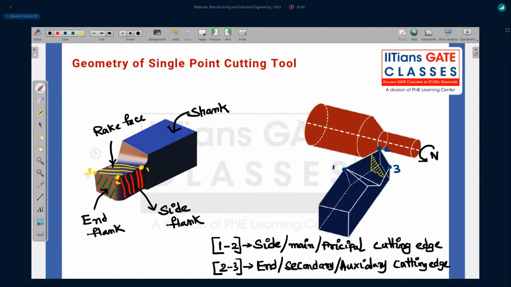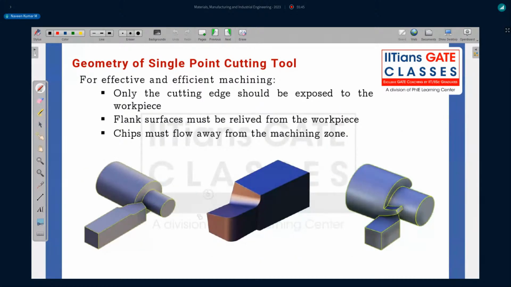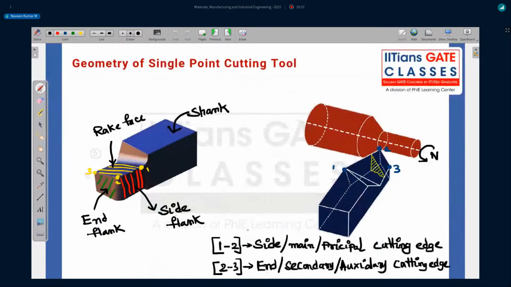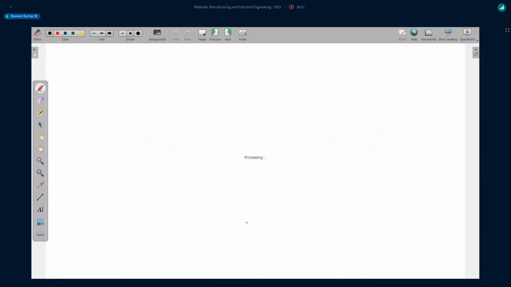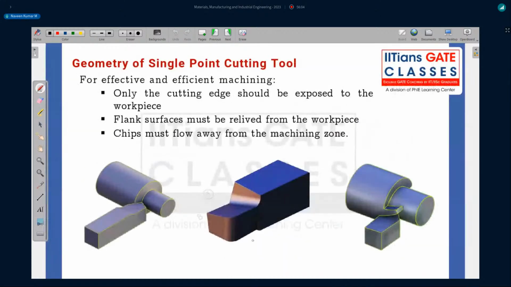Good. Now, once we know that there are 3 different faces, flank or faces, why these are made and what is the importance of that, we're going to discuss now. So what is the importance? If you see, for effective and efficient machining, these 3 are very important.